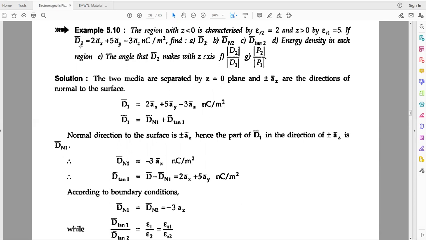The D1 bar is given. Find D2 bar, Dn2 the normal component of the second, and Dtan2 bar, and the energy density in each region. Also find the angle that D2 bar makes with the z axis, the ratio of the magnitudes of D2 by D1, and the ratio of the magnitudes of polarization P2 by P1. Here also it is very important, my dear students. Many formulas are used to solve examples 5.9 and 5.10 related to the boundary conditions.